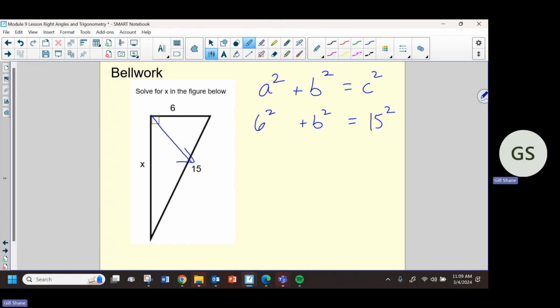It does not matter where you put the A and the B. I could have actually also.